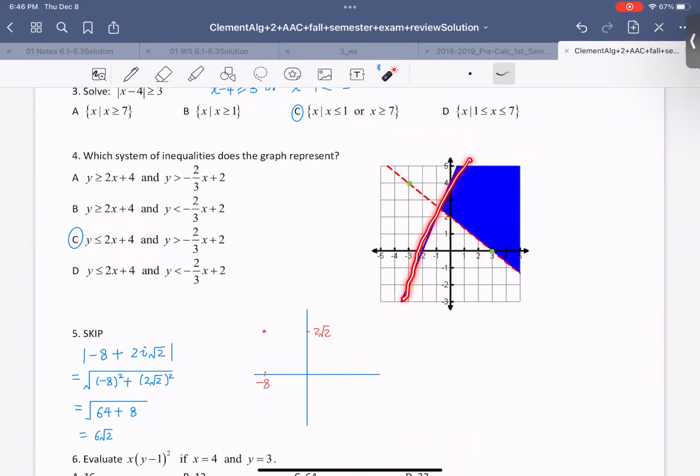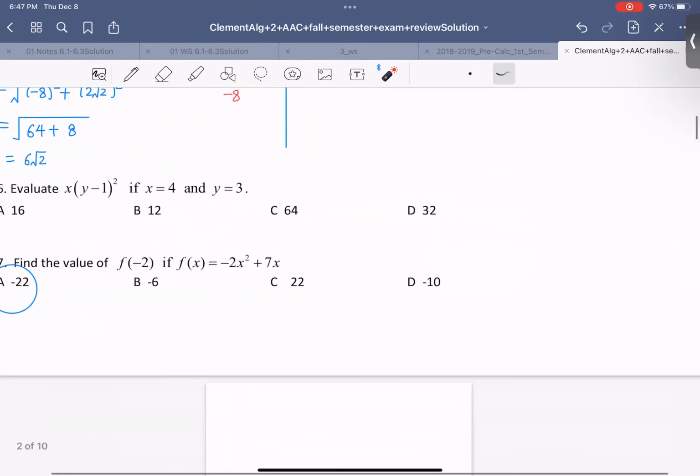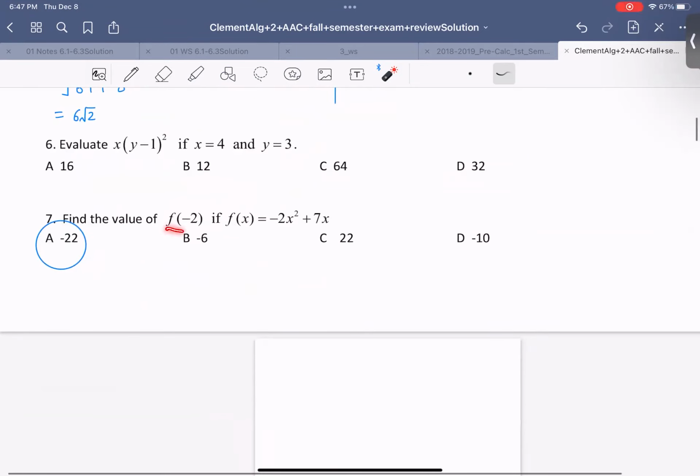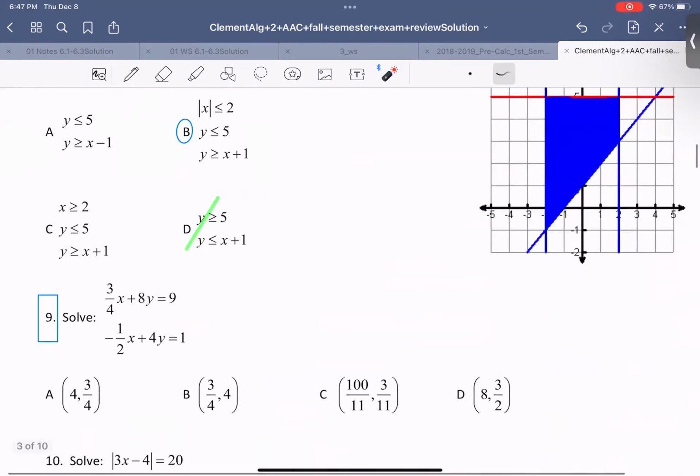This is a solid line, and it's below, so you won't choose A and B. A and B can be skipped immediately. Then you choose between C and D. You see the dashed line, and this is above, so you choose greater than. And you can see this is too simple. This is an Algebra 1 question. This one here, you just plug in. This is also an Algebra 1 question, so that's easy.